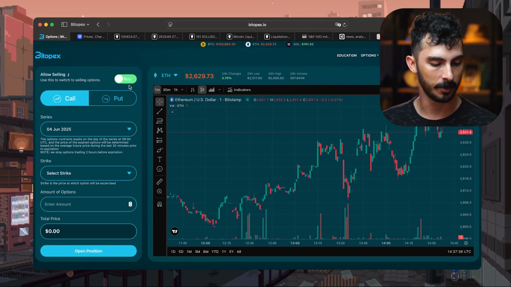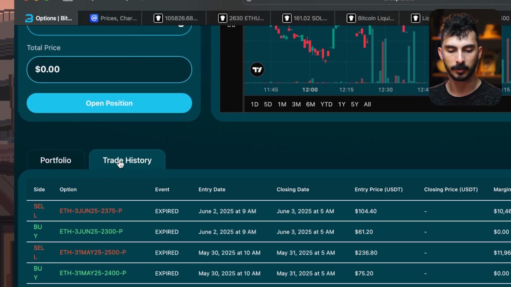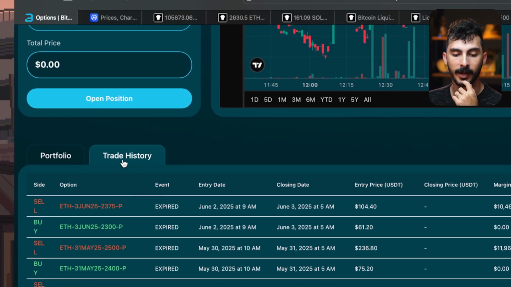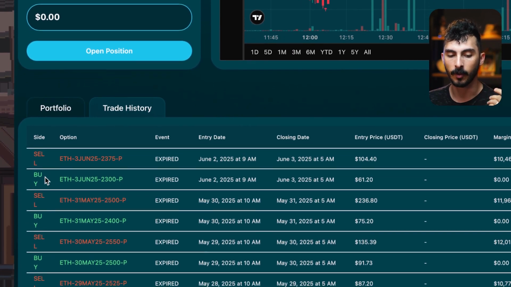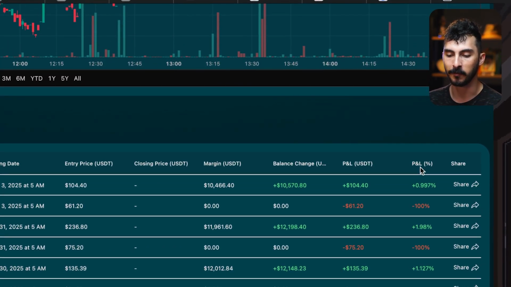Starting here, let's actually switch to this one. Let me zoom in. If we go here to trade history, you can see that we have been very profitable. We're looking right now at the trade history, and you see there's always a sell, a buy, a sell, a buy, a sell, a buy, a sell, a buy, and so on and so forth. And here we have the P&L for all of them.